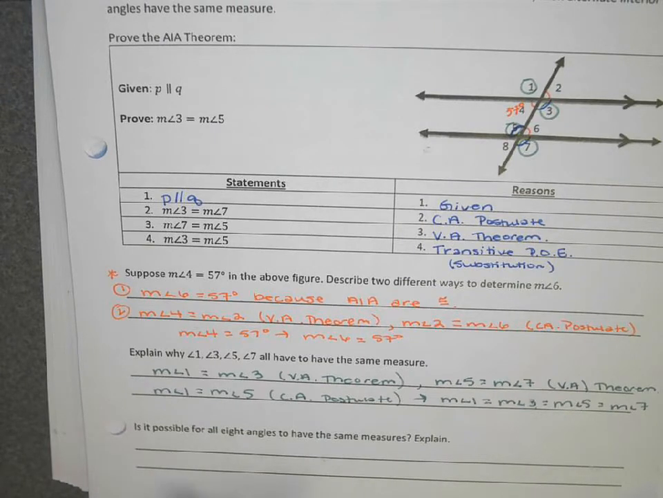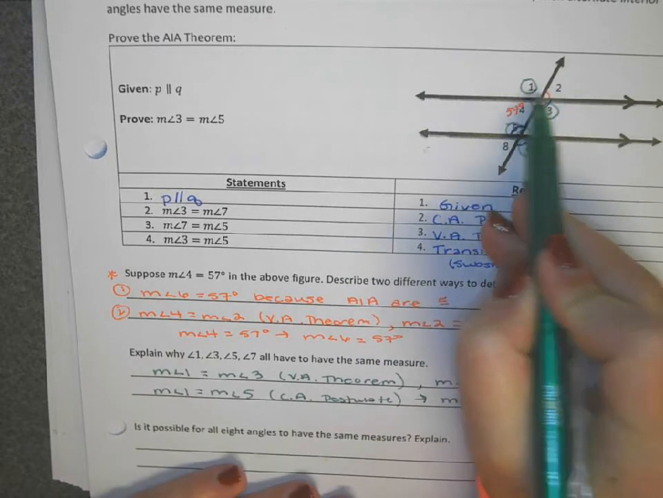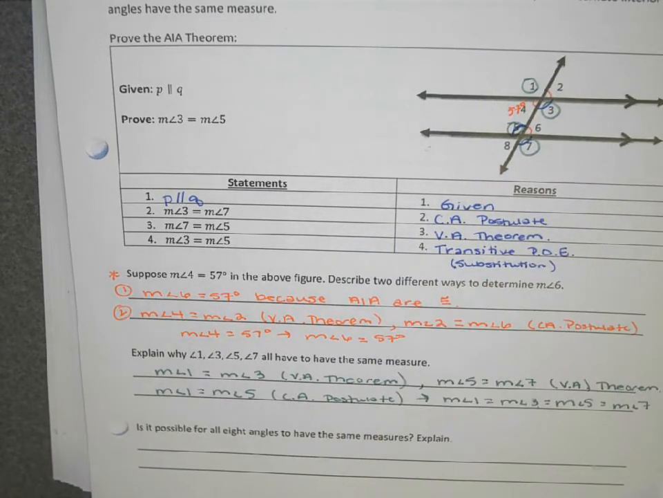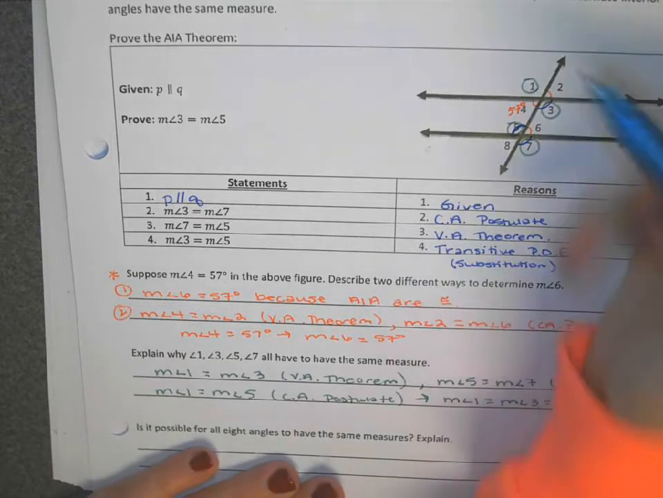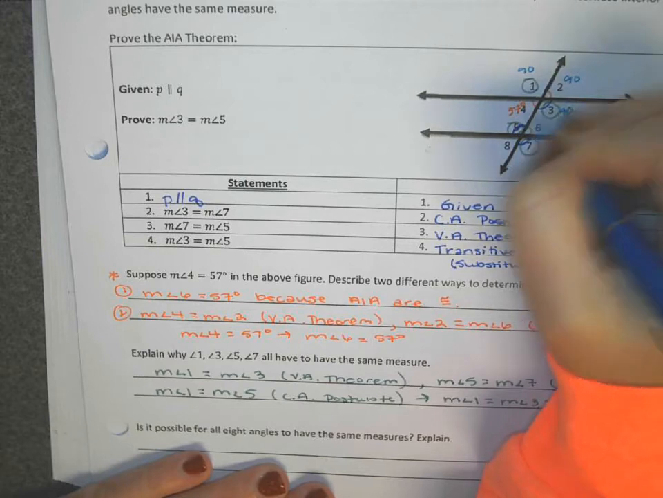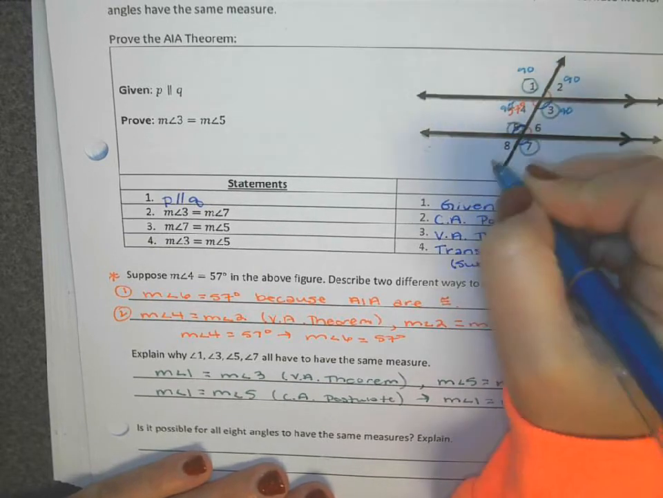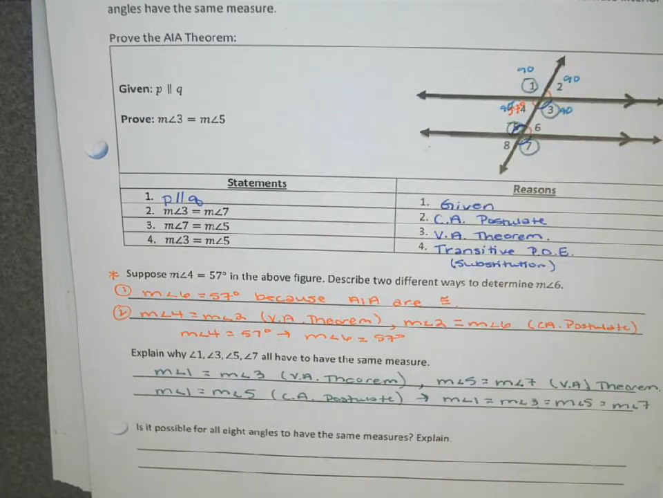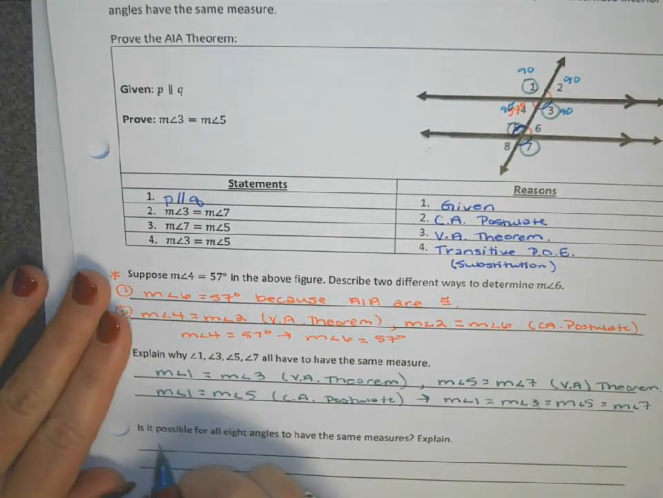What would they have to be if they were the same measure? And a linear pair we know has to add up to 180. Are there 2 angle measures that we know would be the exact same and add to 180? They would be 90 degrees, right? So if this was 90 and this was 90, then the vertical angle would be 90 and this vertical angle would be 90 and the corresponding angles down here, all of them would be 90. So yes, it is possible.